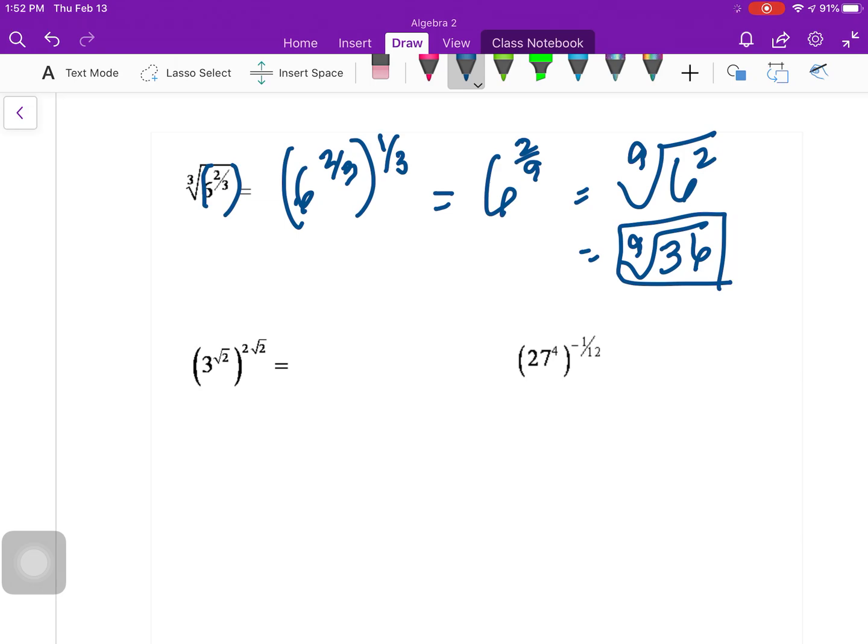Okay, let's try 3 to the square root 2, all raised to the 2 square root 2. So my base is 3, power to power I multiply, so square root 2 times 2 square root 2 is 3 to the 4th, which is 64.